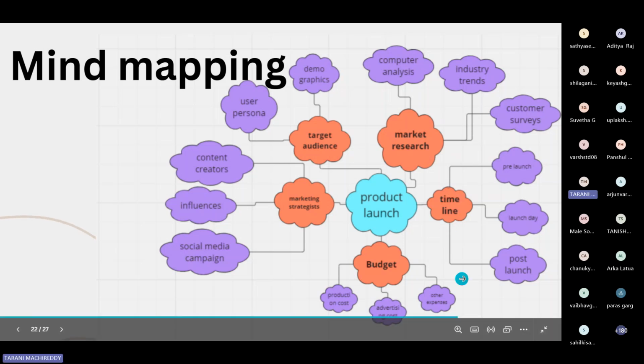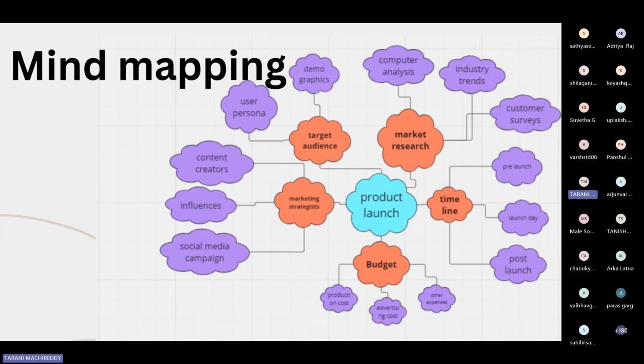So the main thing to keep in mind in a mind map is we connect all our concepts together and make an idea out of it. It was invented by Tony Buzan in the 1960s. So why mind mapping? You may see why we use mind map. We use mind map to enhance creativity, improve memory retention, and simplify complex info.